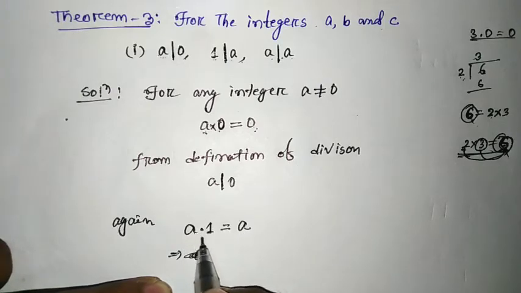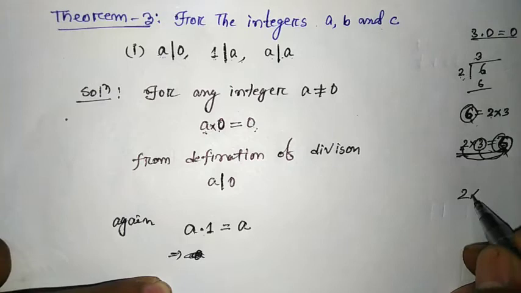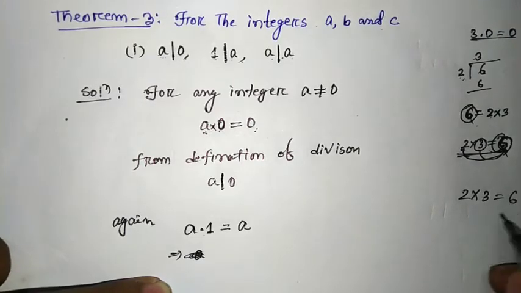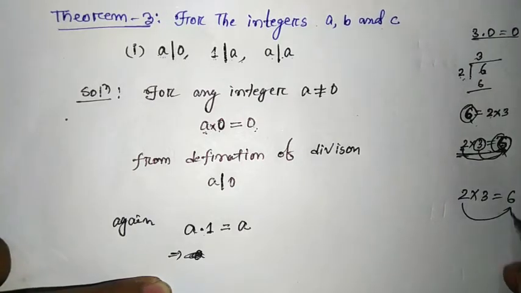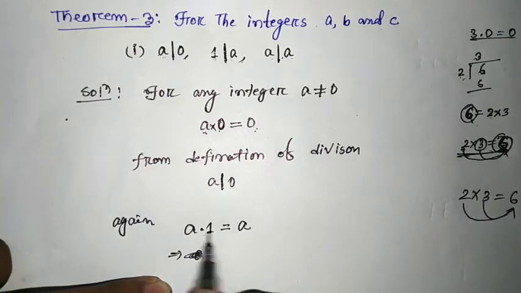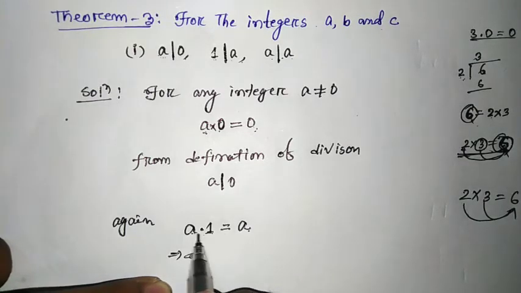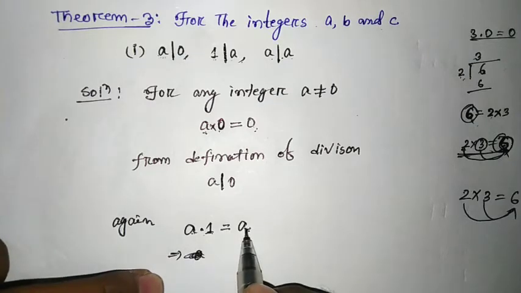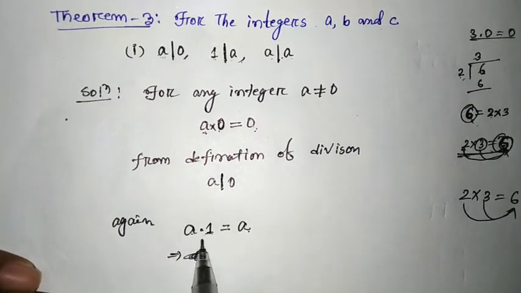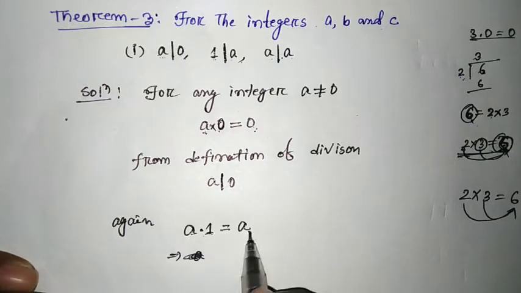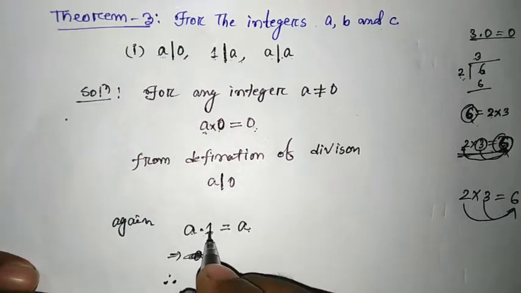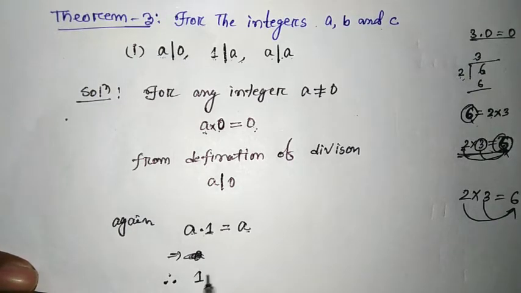From this line what can you conclude? Like 2 into 3 is equal to 6, 2 divides 6, or 3 divides 6. Now we have written a into 1 is equal to a, anything into 1 is equal to that thing. So a into 1 is equal to a. From here we can write either a divides a or 1 divides a, yes or not? Therefore what can we write? 1 divides a.